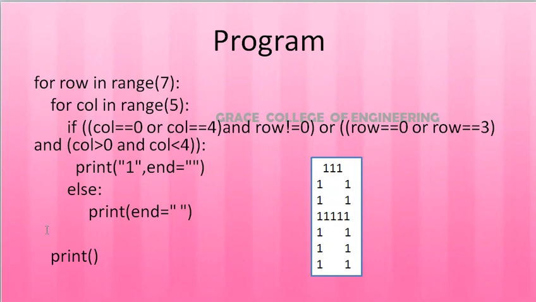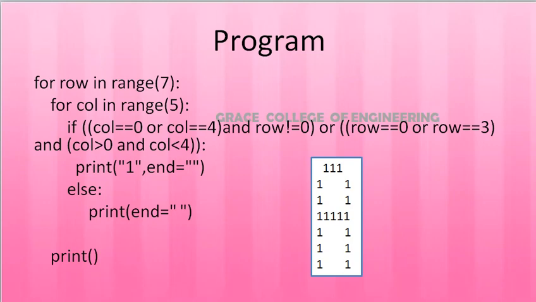If it is true, then print 1. Then I use end equal to double quotes, because by default, if you use print, it will move to the new line. I do not need the new line, just a space is enough. For that I use this end. Else, print simply the space. Finally, after printing each and every condition, the next line has to be there. So print(). If we call print, it will move to the next line.